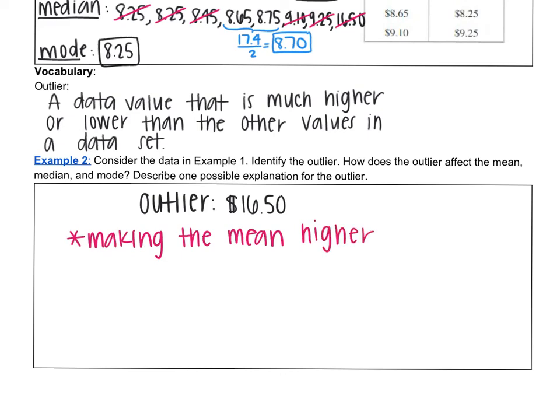Same with the median. Think about the median is the middle, and if I'm finding the middle here, that 1650 is an extra number that's all the way on the right side. If it wasn't there, my median would be a little bit lower, so it's making the mean and median higher. Now let's think about the mode. The mode was 825. If I got rid of that 1650, would 825 still be the one that occurs most often? The answer is yes. So it actually doesn't change the mode. So it makes the mean and median higher than they would be, but it doesn't affect the mode.